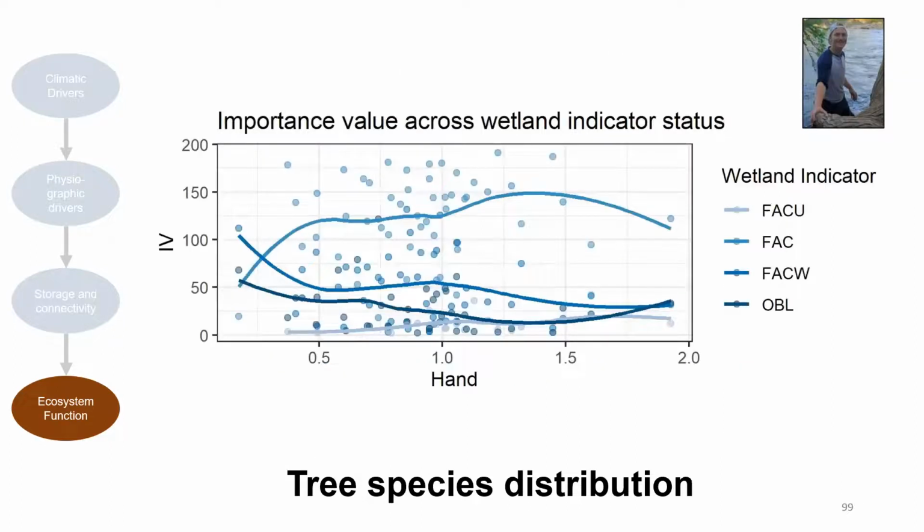And when we look at the wetland indicator status of the trees, it's very much like you would expect. As you increase HAND, as you go from left to right, you're walking uphill out of the floodplain, and you decrease your obligate wetland species.